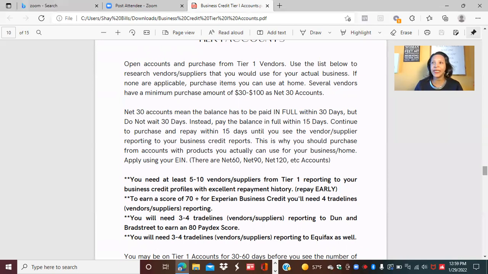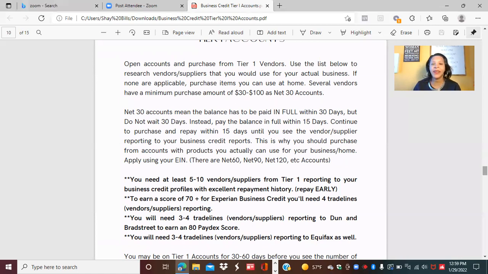Now, some of you have businesses that just don't use any of this stuff in the day-to-day operations of your business, and that's fine. Then I always tell my clients to pick a vendor whose offerings you may use in your home. You're still using it, okay? Several vendors have a minimum purchase amount of $30 to $100 as net 30 accounts. Yes, you are going to be spending money with these vendors, okay?